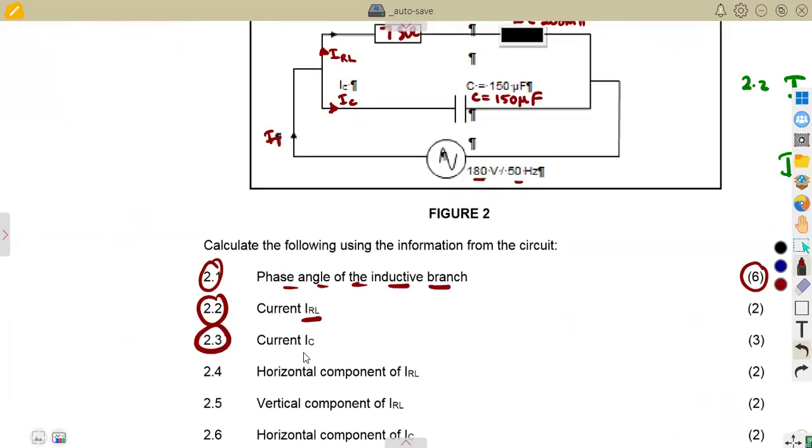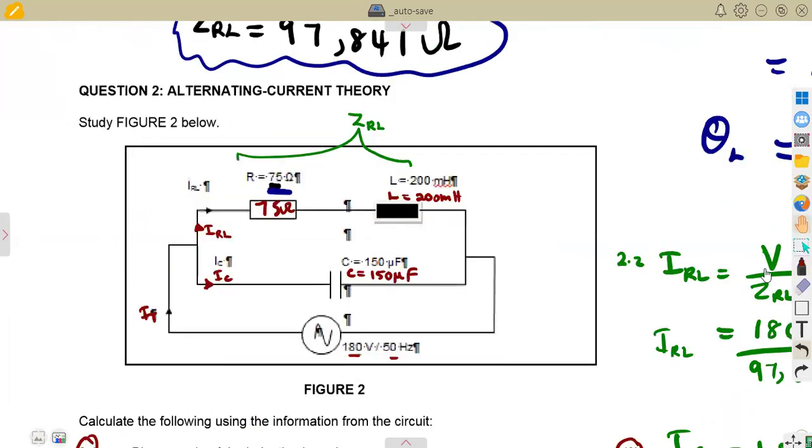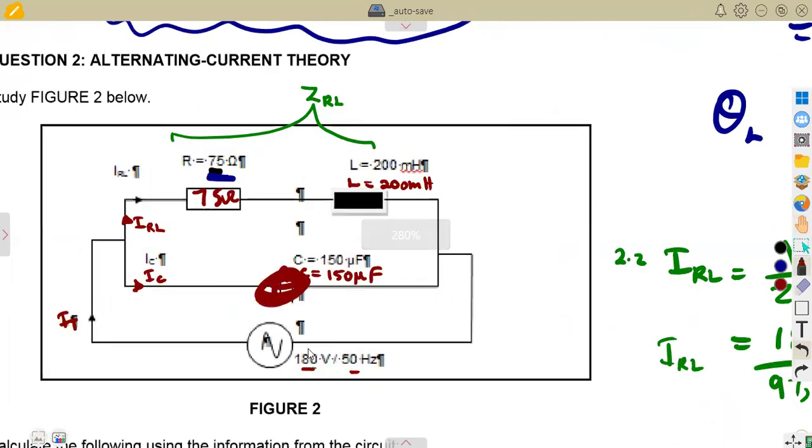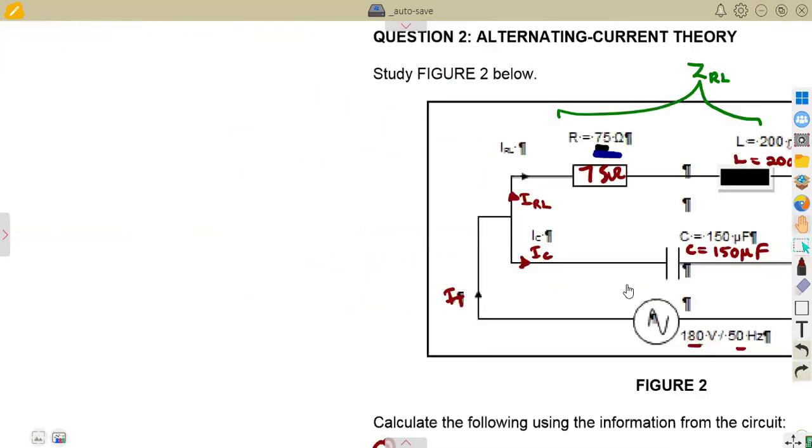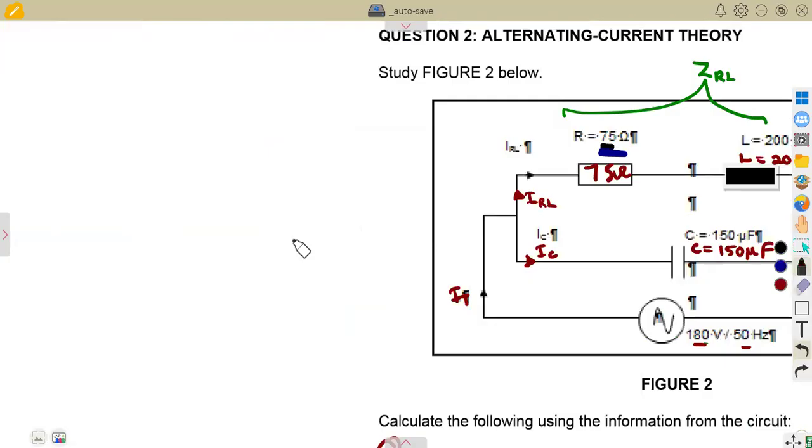All right, 2.3 IC, that is the current across the capacitor. So across the capacitor, we just have a capacitor here. The voltage is the same. So we just have a single capacitor. There's no resistor, so we need a reactance. There we are going to work with a reactance, which is XC. So that's 2.3. So the current across the capacitor is the voltage over the reactance across the capacitor. So that is the idea there.